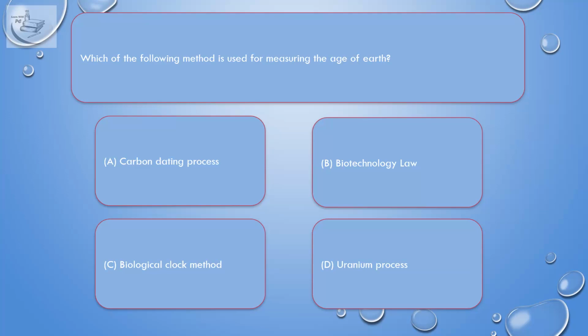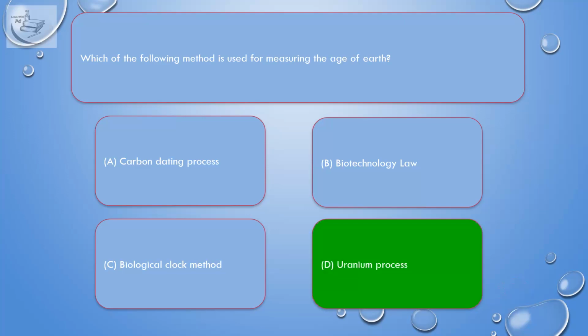Question: which of the following methods is used for measuring the age of Earth? A. Carbon dating process. B. Biotechnology law. C. Biological clock method. D. Uranium process. Correct answer is D. Uranium process.